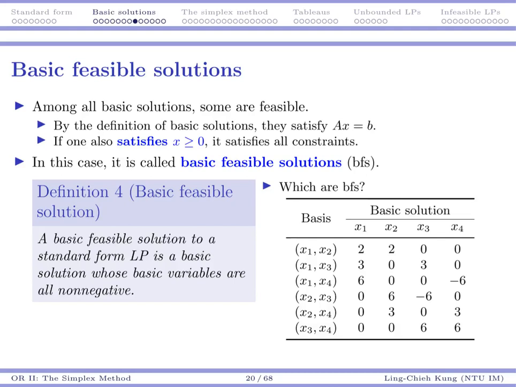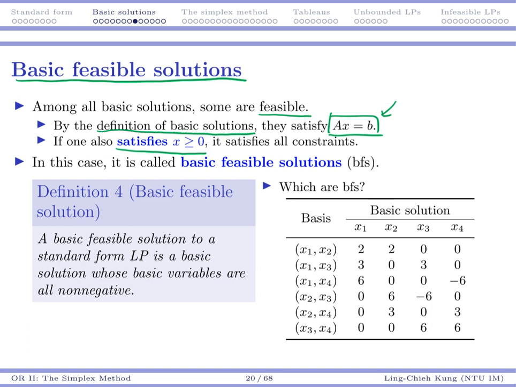Okay, so there certainly is a reason for us to consider basic solutions. It is because we want the definition of basic feasible solutions. So what's that? Well, it's one kind of basic solution that is feasible, which means it satisfies the non-negativity constraints. So we know we have two sets of constraints, right? We have one set of functional constraints, and in a standard form, they are all equalities. So by the definition of basic solutions, all basic solutions satisfy AX equals B.